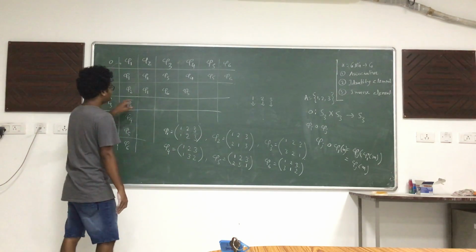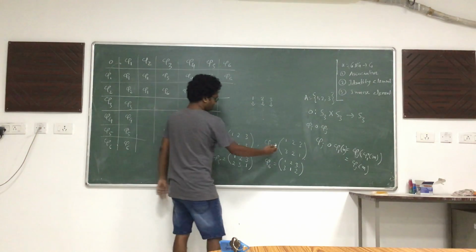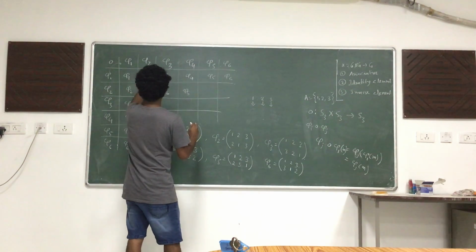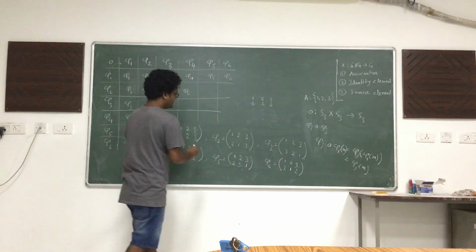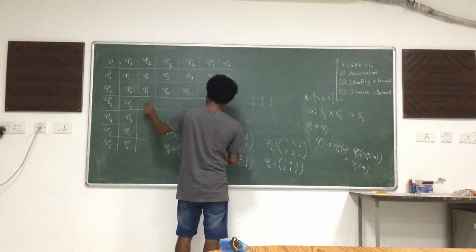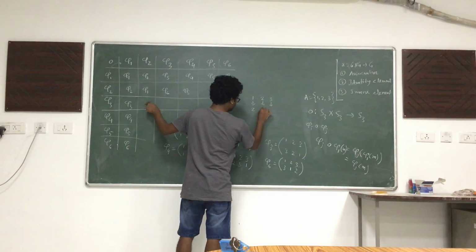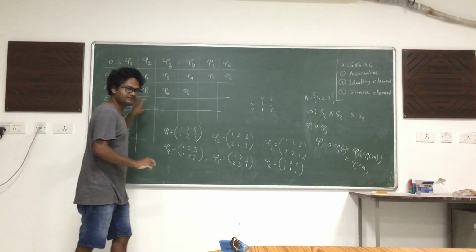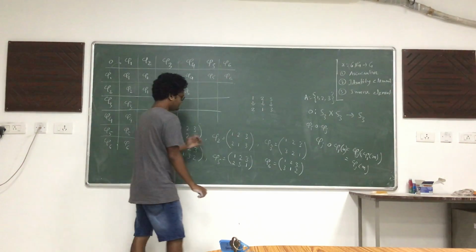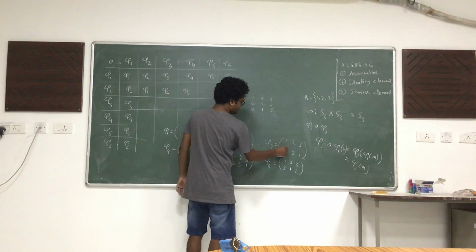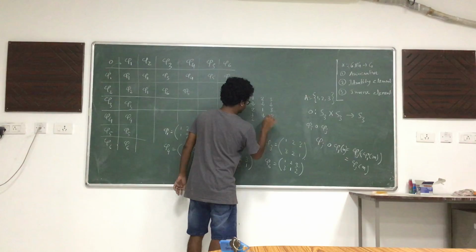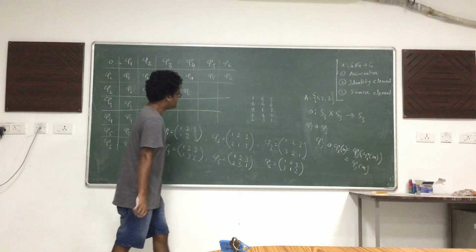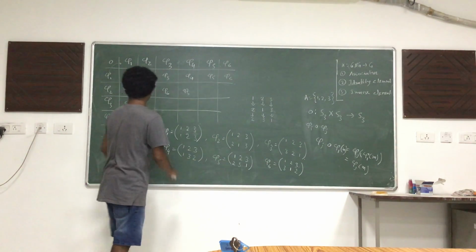And then let's say phi 3, phi 2. Sorry, phi 3, phi 2. This element. So first we'll write this one. Phi 2 will act first, and then phi 3 will act. Phi 3 is defined as 1 goes to 3, 2 goes to 2, and 3 goes to 1. So this is precisely 2, 3, 1. 2, 3, 1 is phi 5.